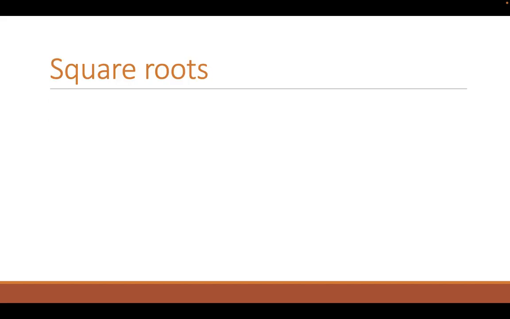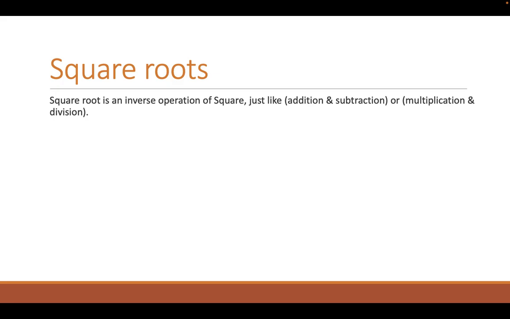Now let's move on to the next topic, square roots. So squares we are done with, all the properties and patterns that constitute squares. Now coming to square roots, what is a square root? Square root is the inverse operation of square, just like addition and subtraction. If addition is an operation, subtraction is the inverse operation of addition. Multiplication is an operation, division is the inverse operation of multiplication. Similarly, if square is an operation, square root is the inverse operation of square.